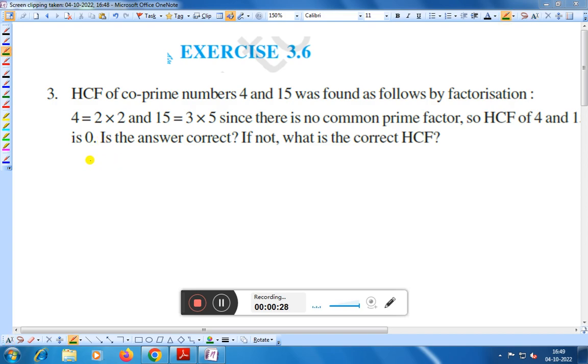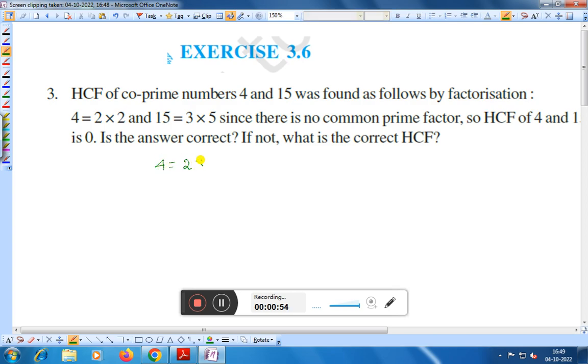Here we can say that since 4 and 15 are co-prime numbers. What is the meaning of co-prime numbers? Co-prime numbers means that there is only one common factor. There is only one common factor, that is 1.